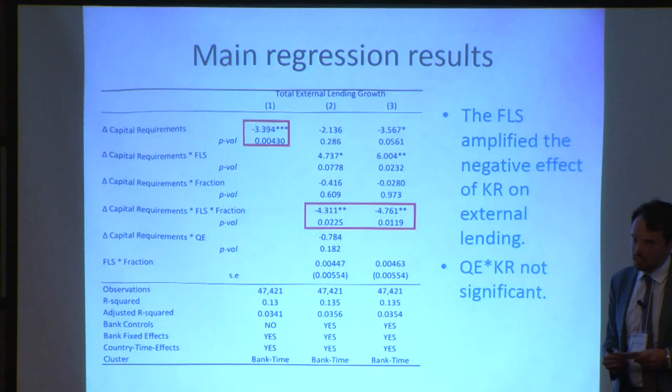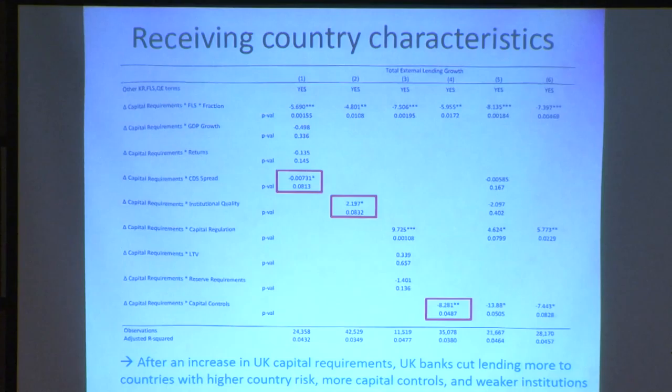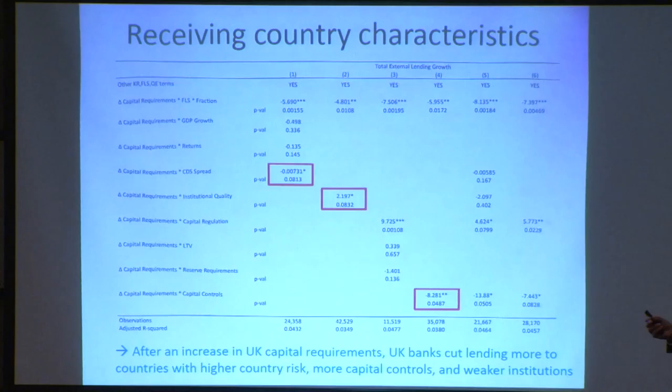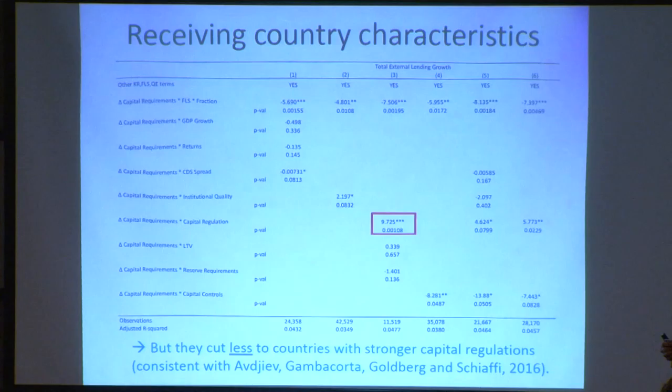And another piece of the analysis we do is to look into receiving country characteristics. So do the policies or characteristics of countries receiving lending from UK banks matter for the spillovers of capital requirements? We include another range of interaction terms between capital requirements and various factors. And we find that after increasing capital requirements, UK banks cut lending more to countries with higher country risk in the first column, or more capital controls here in column four, or weaker institutions, as you can see in column two.